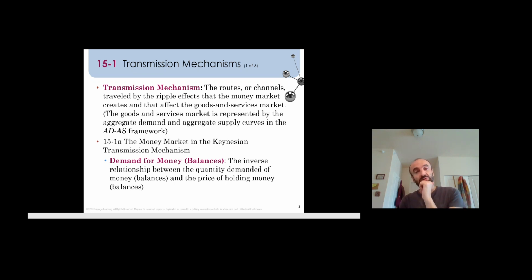The second concept is the demand for money. So this is just a straightforward application of the basic demand and supply analysis and the basic concepts of a demand function. So demand for money is a functional relationship between the quantity of money that people would want to hold, quantity of money balances that people would want to hold, and the price of holding money, which is actually the interest rate. The interest rate is a price of money. Higher the interest rate, less money people will want to hold, and more money people would want to lend.